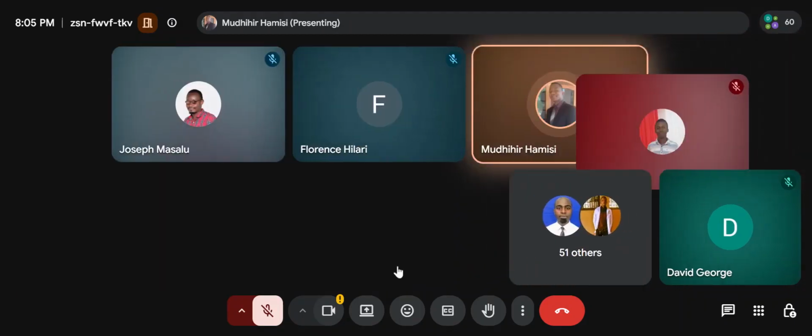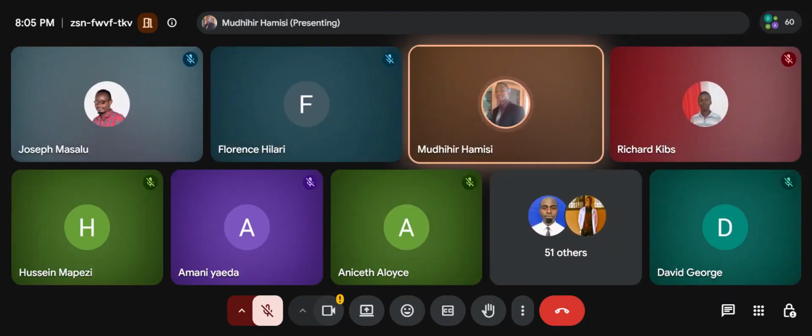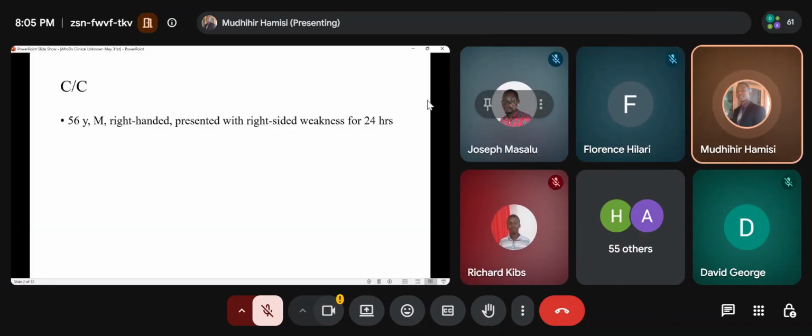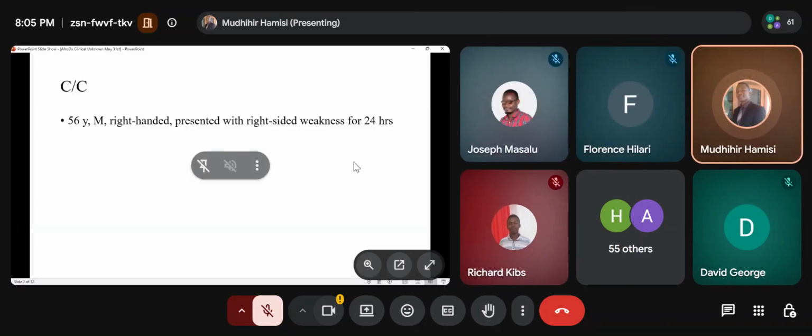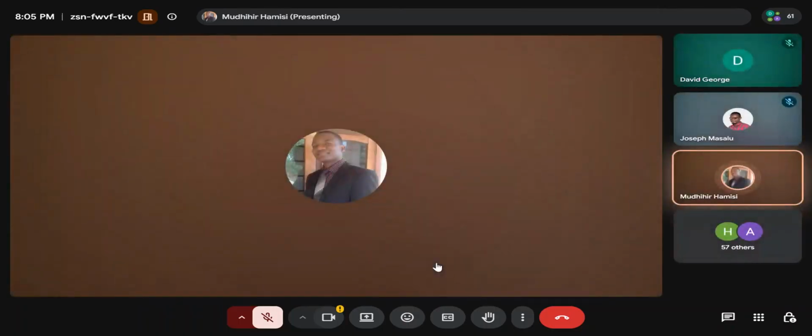This patient was admitted at our facility, Mloganzila. So me and my colleagues, we attended the patient. He's a 56-year-old male who is right-handed, presented with right-sided weakness for the past 24 hours prior to the admission.